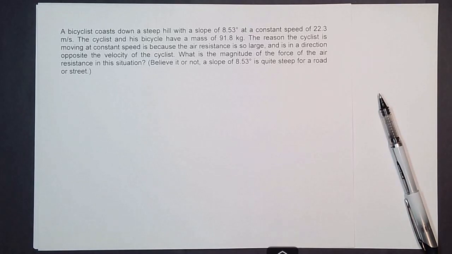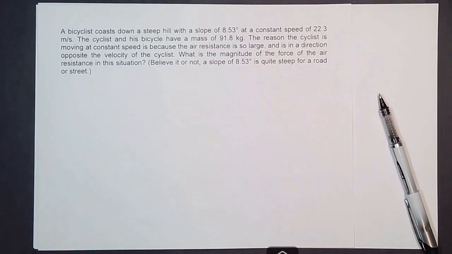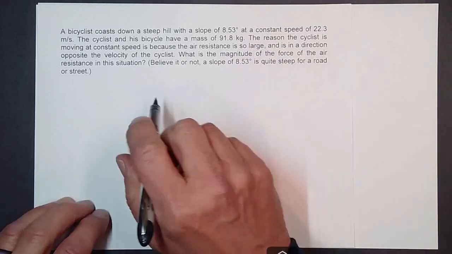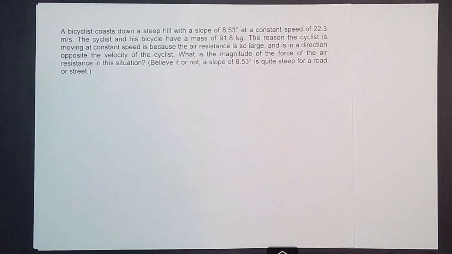Okay, another one. A bicyclist coasts down a steep hill with a slope of 8.53 degrees. Now, that may not sound steep, but it's actually a 15% grade, which is steep if you ever have to walk up one, or if you ever get to ride down one on your bike. It's kind of fun. Anyway, slope of 8.53 degrees at a constant speed of 22.3 meters per second. The cyclist and his bicycle have a mass of 91.8 kilograms.